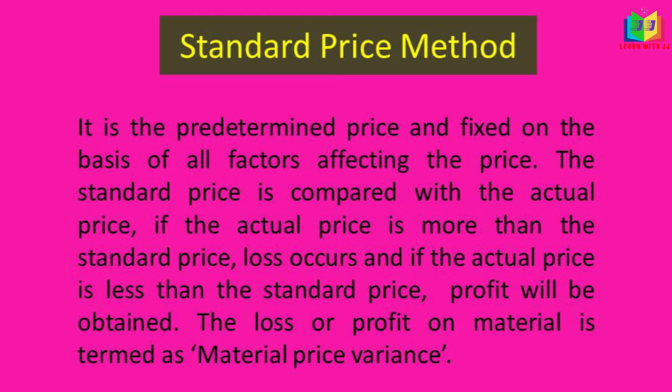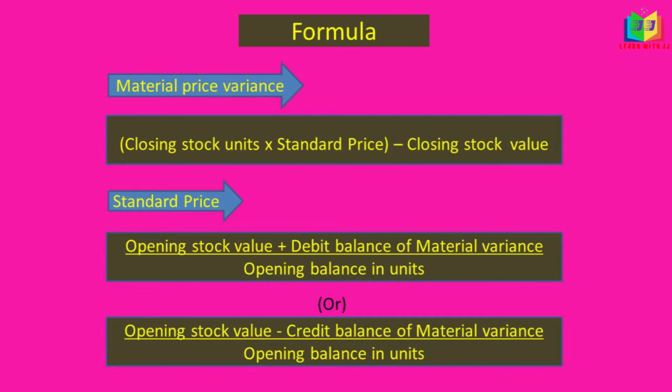The relationship between the actual price and the standard price is the material price variance. If the actual price is more than the standard price, a loss will occur. If the actual price is less than the standard price, a profit will be obtained. And this will be the material price variance. Now we'll see the formula to calculate this material price variance.